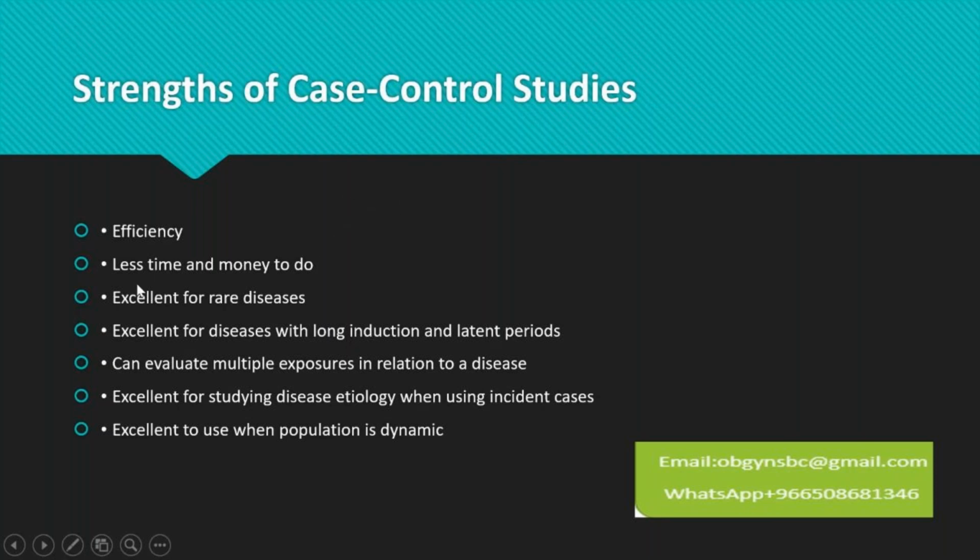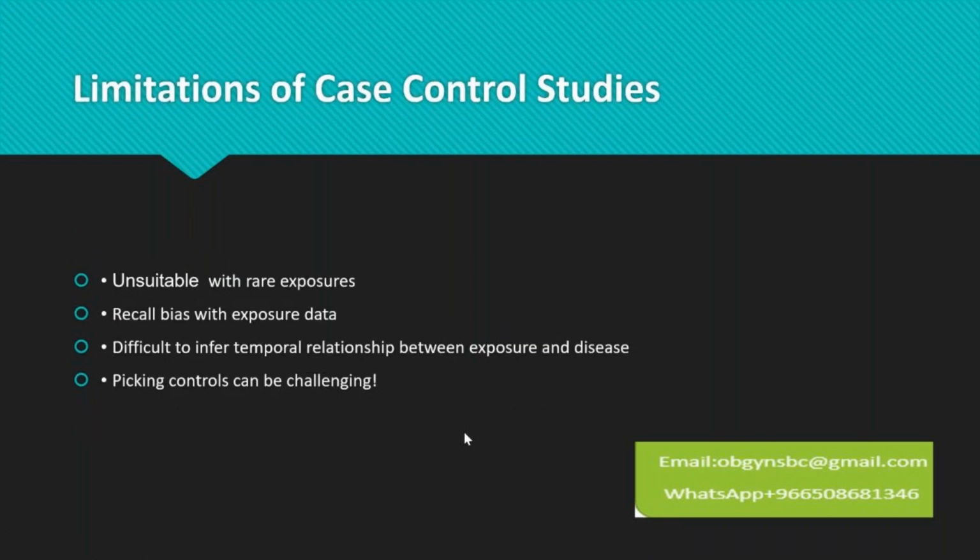They are efficient, they improve our efficiency. Why? Because we are taking data from the cases and then we trace the exposures, so less time consumption and less money to do this type of study. These are excellent for rare diseases, excellent for diseases with long induction and latent periods, and they can evaluate multiple exposures in relation to a disease. They are excellent for studying disease etiology when using incident cases. Excellent to use when the population is dynamic. The population is changing very quickly. People are becoming sick, and then they are improving their health as well.